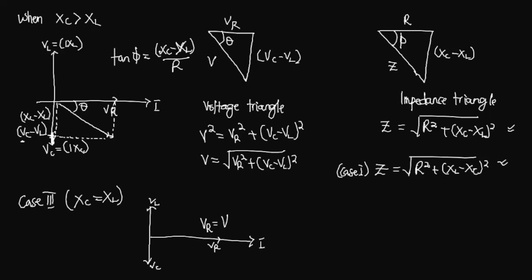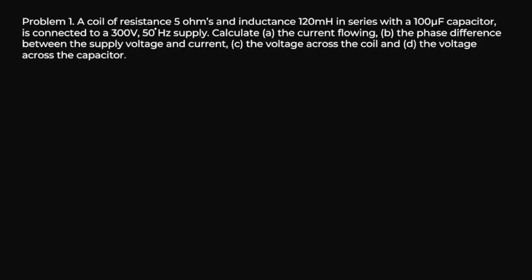So with that basic explanation, let's have a look at an example to further understand how to apply these formulas in solving a practical example. The first question we want to look at, problem number 1, is a coil of resistance 5 ohms and inductance 120 millihenry in series with a 100 microfarad capacitor, connected to a 300 volt 50 hertz supply.